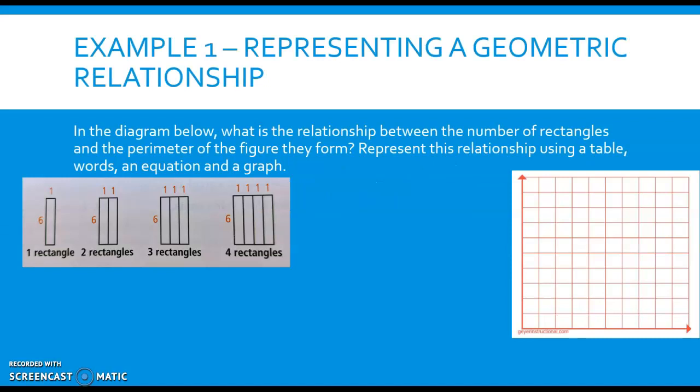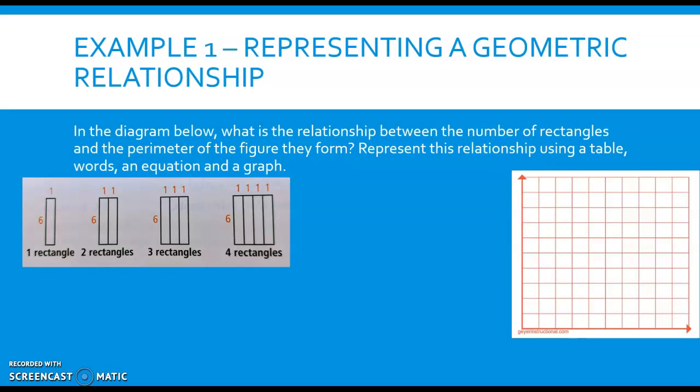All right, so example one, representing a geometric relationship. So it's geometric because we're working with shapes that are creating our pattern. In the diagram below, what is the relationship between the number of rectangles and the perimeter in the figure they form? We're going to represent this relationship using a table, words, and an equation and a graph.